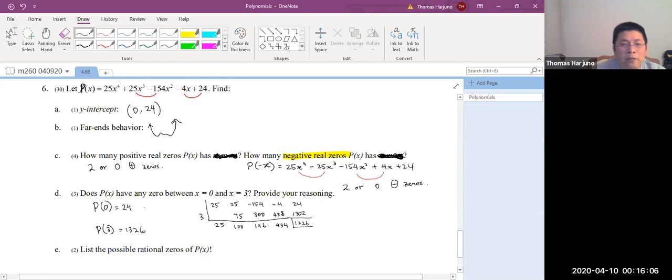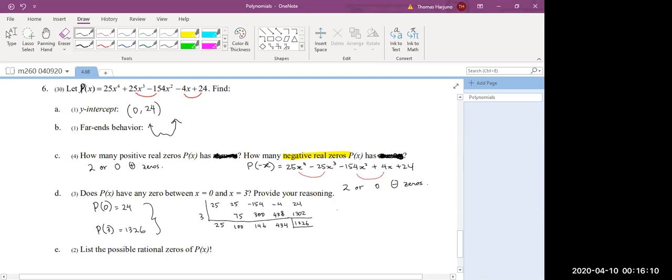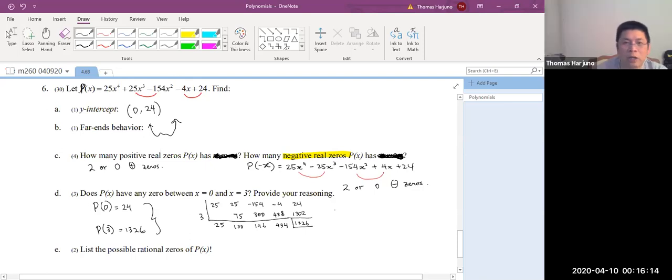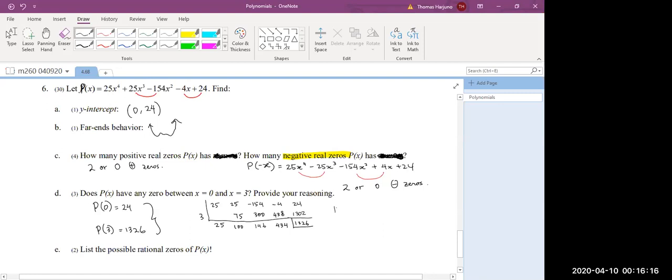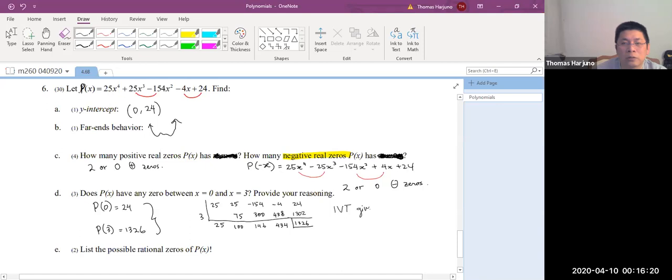Oh, they have the same sign, huh? Yeah. So what can we say? No zeros? No, we cannot say no zeros. If they have the same sign, we cannot say anything. The Intermediate Value Theorem gives no conclusion. Okay. No conclusion.